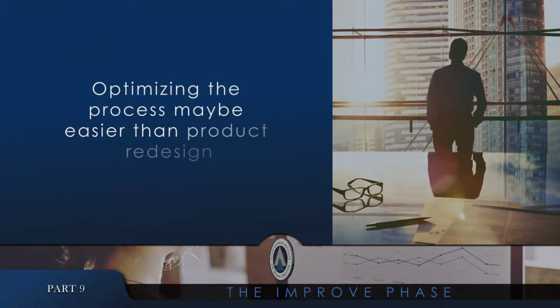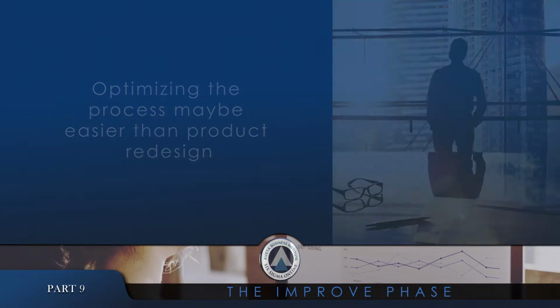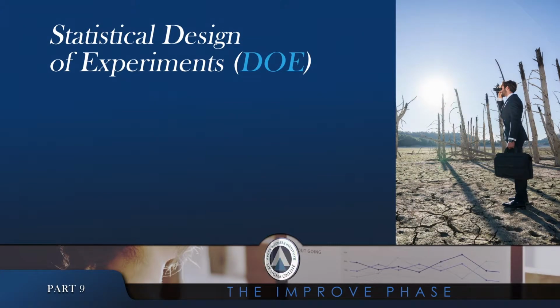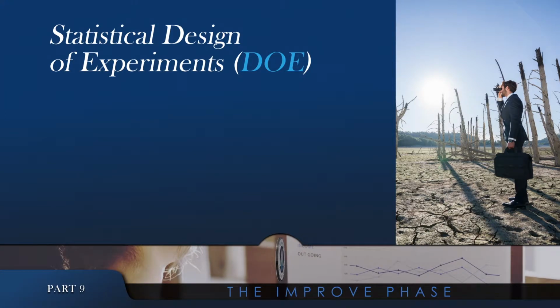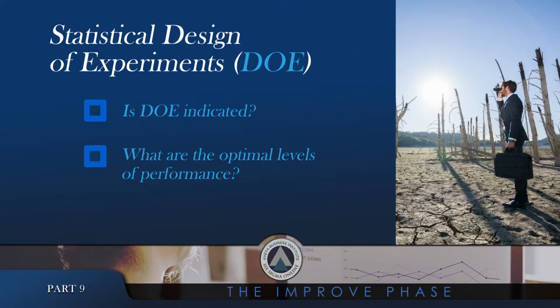If your project is still failing to meet goals, optimizing the process may be easier than project redesign. Statistical design of experiments, or DOE, can help to estimate optimal levels before actually jumping in with major modifications, which may utilize extreme resources. Is DOE indicated? What are the optimal levels of performance? The black belt should review data to determine the answers to those questions. All findings should be reported accordingly.